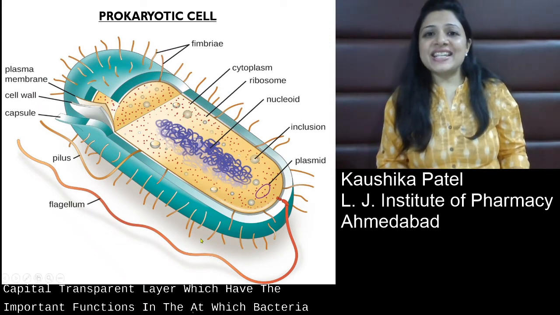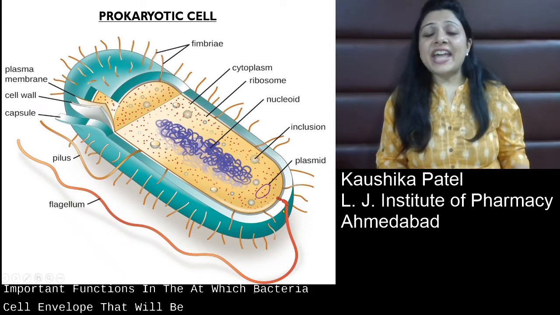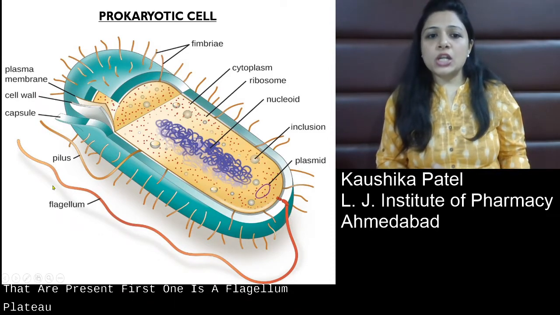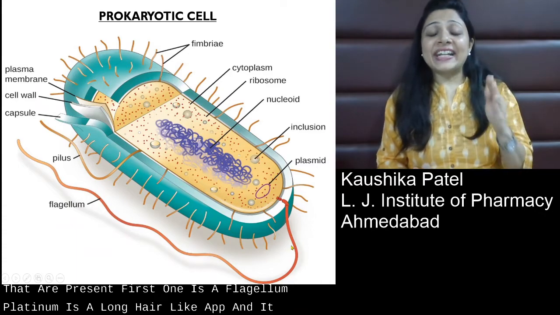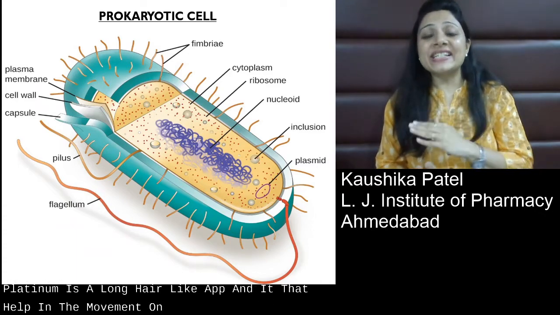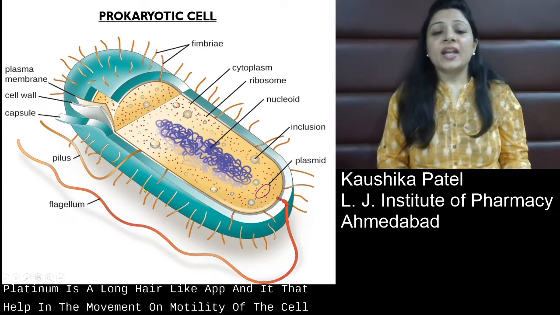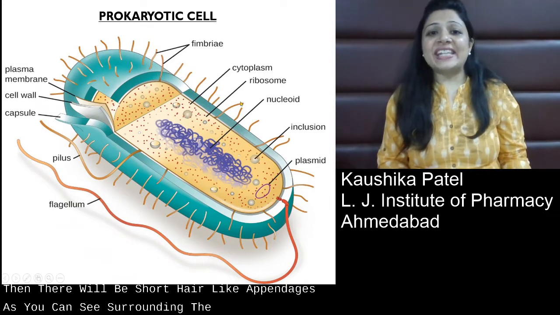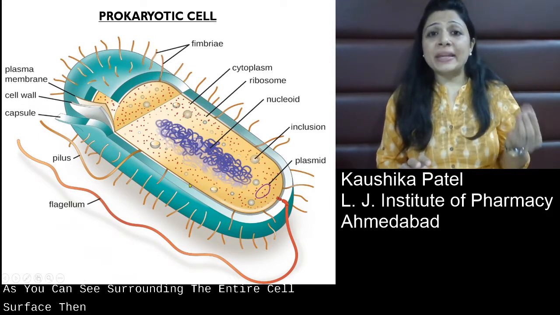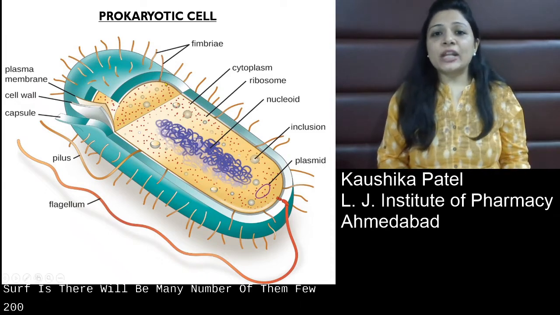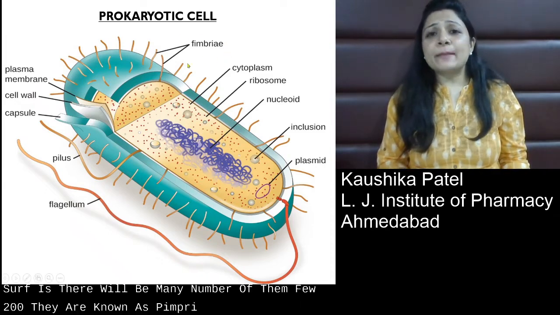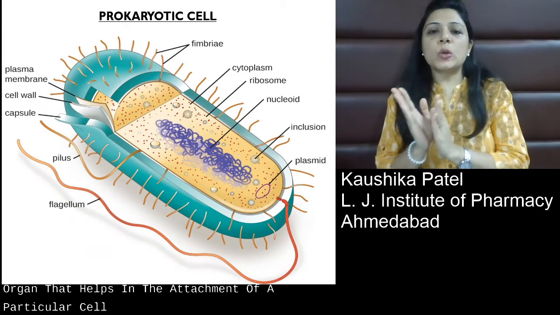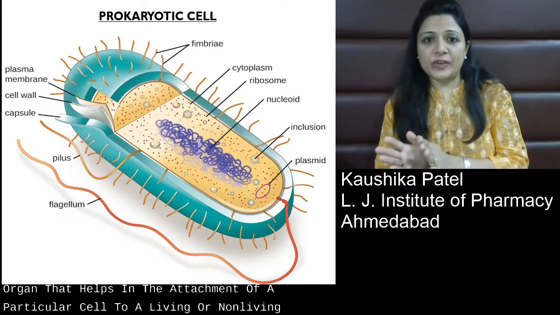Now surrounding the cell envelope, there will be different appendages that are present. First one is the flagellum. Flagellum is a long hair-like appendage that helps in the movement or motility of the cell. Then there will be short hair-like appendages, as you can see, surrounding the entire cell surface. There will be many of them, few to hundreds. They are known as fimbriae. Fimbriae is an important organelle that helps in the attachment of a particular cell to a living or non-living surface.